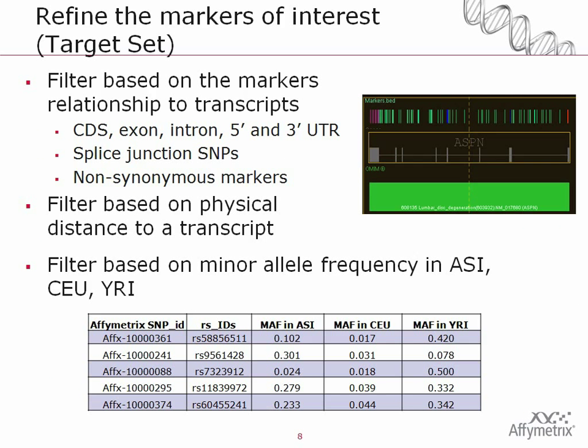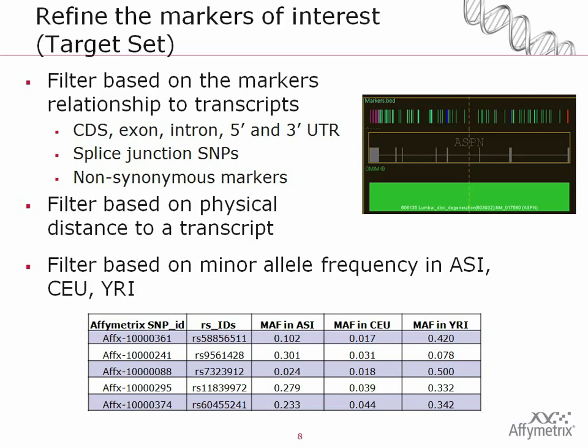After you've provided or identified the list of target markers that you're interested in, it's possible to refine this list based on a couple of criteria. The first is the relationship of that marker to a transcript. Is it in the CDS? Is it in an exon or intron? Is it a non-synonymous marker? So you can provide a gene list and then choose to limit the types of markers that go on the array based on that they have to be non-synonymous markers or any of the other options.